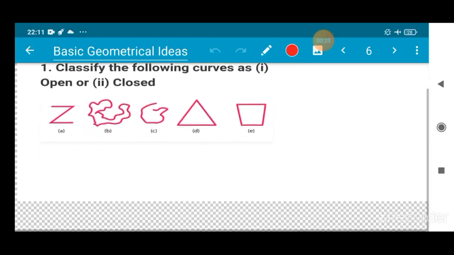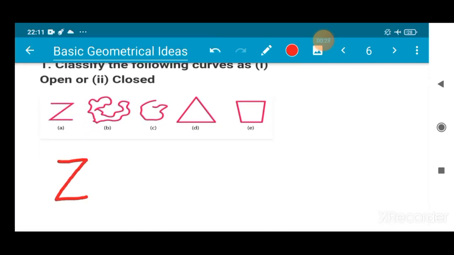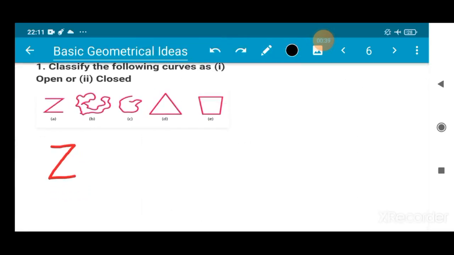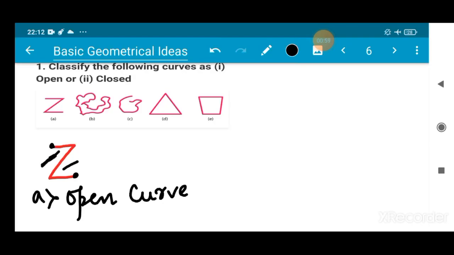So number A here is a Z-shaped figure. Even these are curves. Every figure represented from A to E are curves. But here you have to classify. Here you have to give a name whether it is open or closed curve. So simply, we can write that it is open curve. Why? Because the two endpoints are not connected. If suppose it is connected like this also, then we could have said it is closed. But here it is open curve. Why? Because the two endpoints are not joined, right? The area here is in an open vicinity, right? So hence it can be considered as open curve.